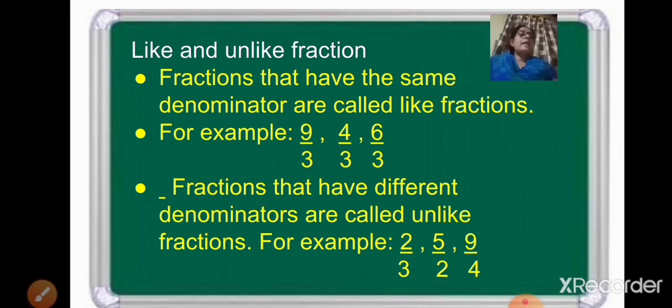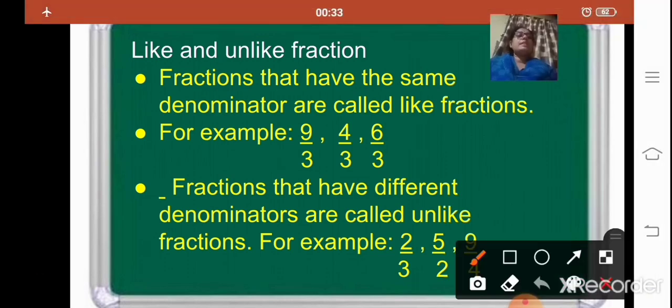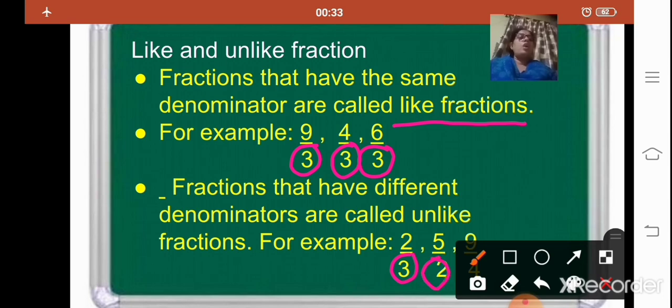Now, what are like and unlike fractions? Fractions that have the same denominator are called like fractions. For example, in 9/3, 4/3 and 6/3, the denominator is the same, that is 3. Such fractions are called like fractions. And fractions that have different denominators, here you can see 3, 2 and 4, all the denominators are different, so such fractions are called unlike fractions.